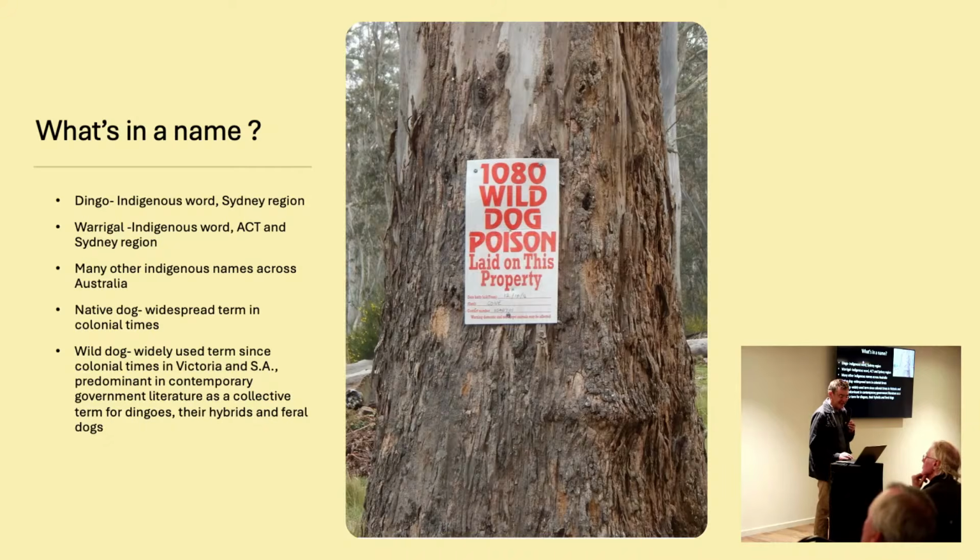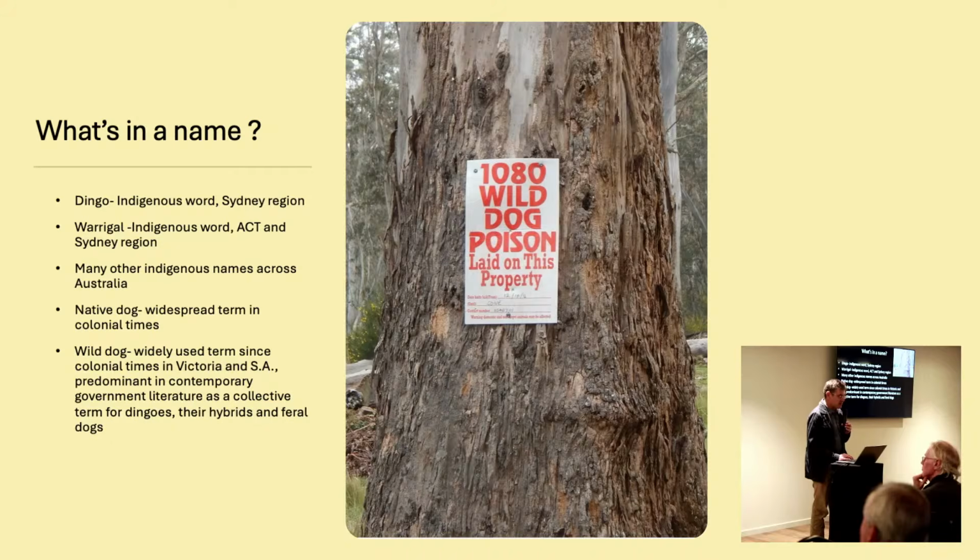And so I started thinking about the names that we use to describe dingoes quite a lot. The word dingo is an indigenous word from the Sydney region. But there's another name that's often used for dingoes, warrigal, which is another word from the Sydney region and also from the ACT. And there are lots of other indigenous names for dingoes that existed and exist across Australia.